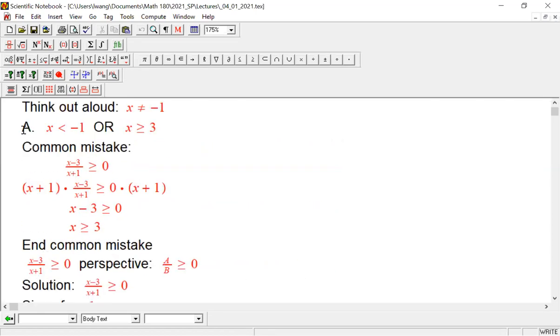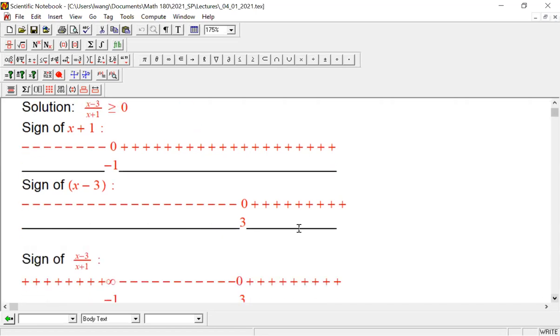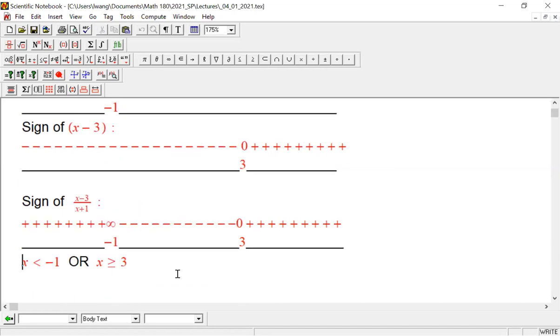The answer is correct. Yay! You guys see that? It's really a simple perspective. From that simple perspective, we consider this a quotient, and we want this quotient to be positive or 0. Do you guys follow me? You got it? Okay, so this is the simplest case scenario.